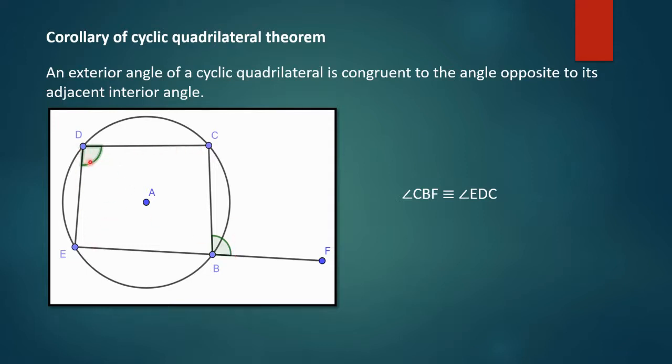So, these two angles marked in green will be congruent to each other. Hence, an exterior angle of a cyclic quadrilateral is congruent to the angle opposite to its adjacent interior angle. In this case, it is angle CBF congruent to angle EDF.